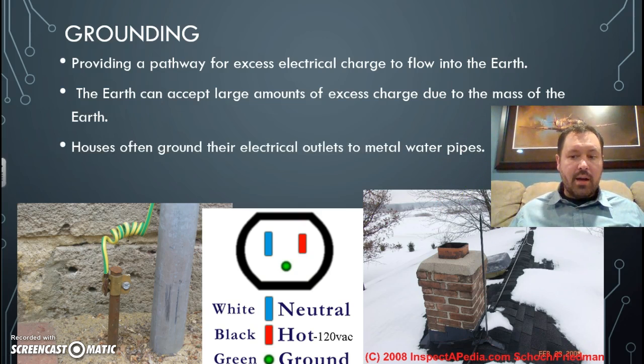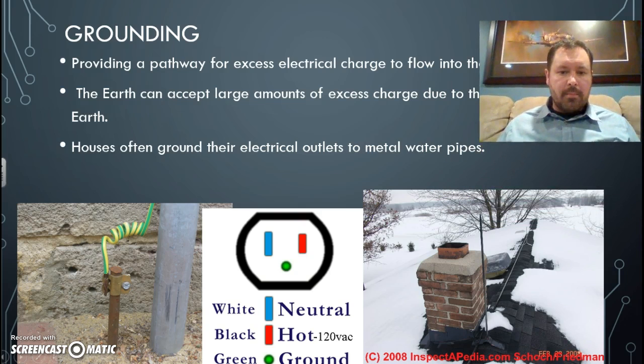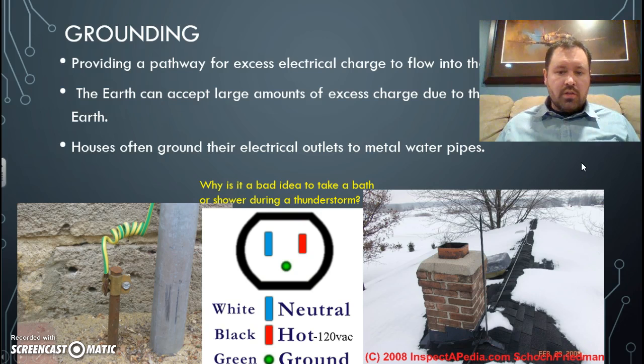And the houses often ground their electrical outlets to metal pipes. So the pipes that run out of your house, if they're metal, sometimes the ground wire goes to that, and then the electricity passes through those metal pipes into the earth because the metal pipes are dug into the ground outside. And that way the electricity flows into the earth. So here's a question. Why is it a bad idea to take a bath or shower during a thunderstorm?